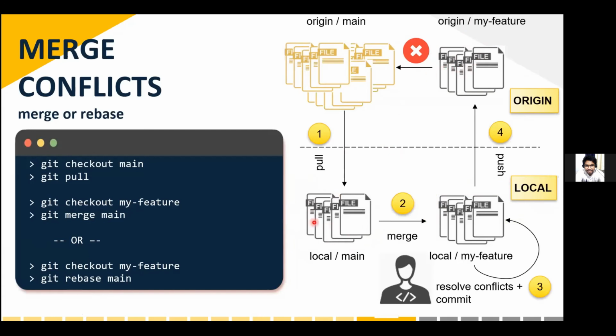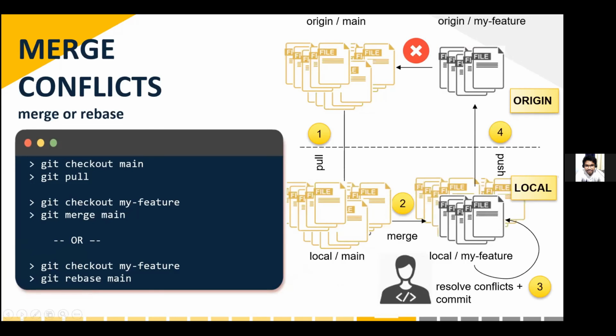We updated the local main branch, and then we merged that local main branch into my feature. And that is when the merge conflict happens. Then we resolved the conflicts in step 3 using any editor.